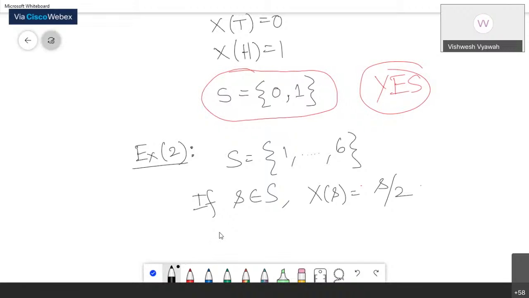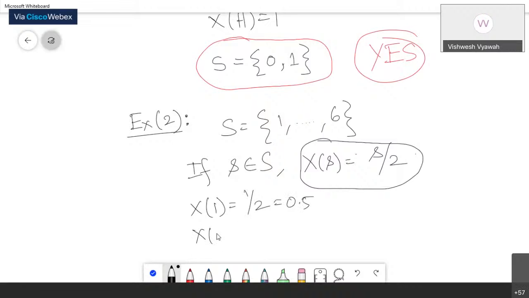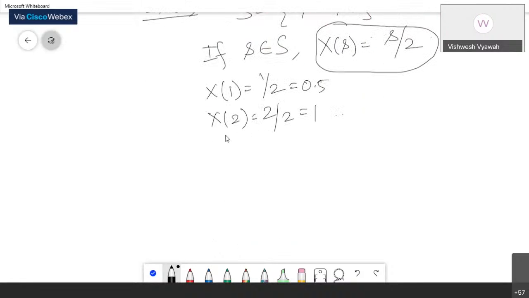So what will be the images of these values? This is the random variable. I will not use the word random variable function. Random variable is a function, so whenever I use the word random variable, you should immediately understand that this is a function. So X of 1 is 1 by 2, which is 0.5. X of 2 is 2 by 2, which is 1, and so on. I will not go into this.